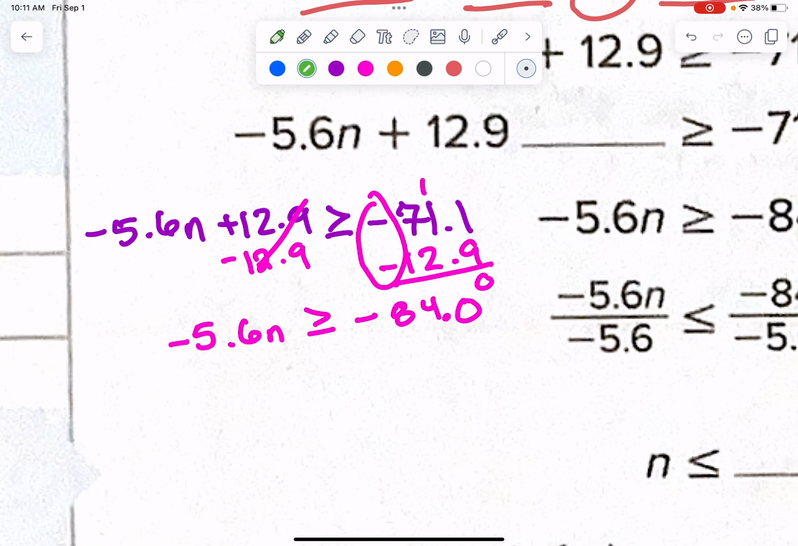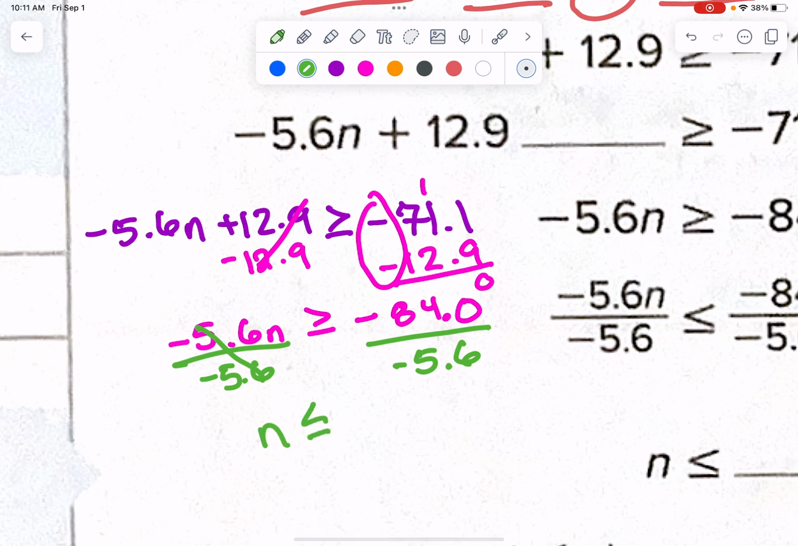Okay, last thing, I'm going to divide by -5.6. So n is going to be, and here's the thing, we have to flip the sign, less than or equal to. If it has an equal to symbol, you keep it there. It doesn't change, right? But we flip the arrow of the sign, okay? Now a negative divided by a negative is going to turn to a positive, and we've got 84 divided by 5.6, which on a calculator is 15. So n is less than or equal to 15, okay?